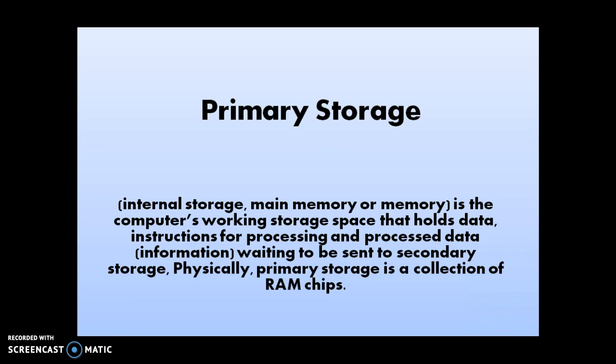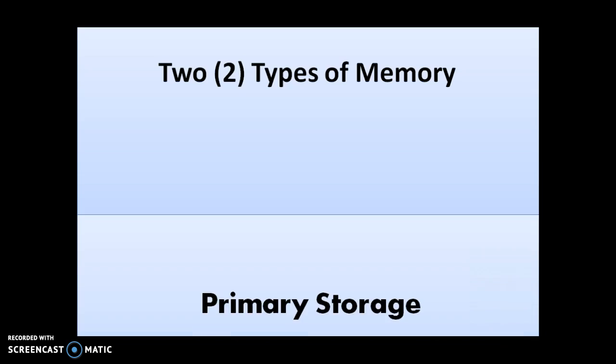Primary storage is the computer's working storage space that holds data, instructions for processing, and processed data or information waiting to be sent to the secondary storage. Physically, primary storage is the collection of random access memory chips.